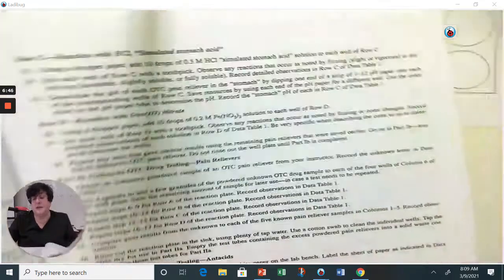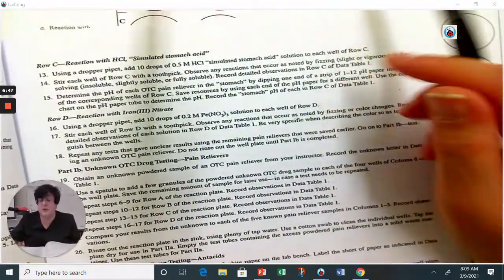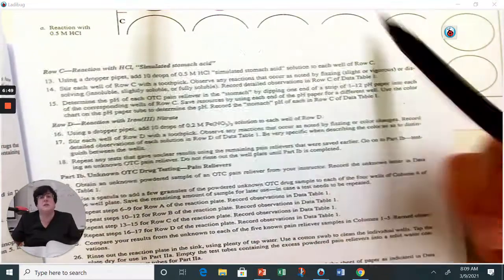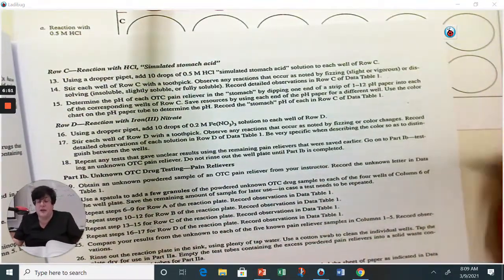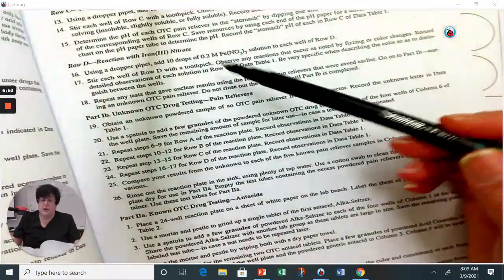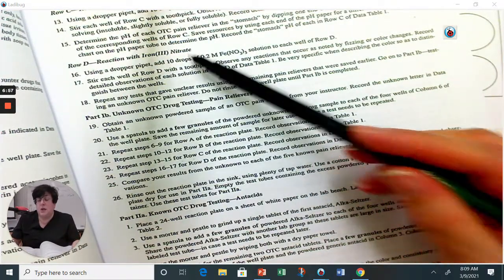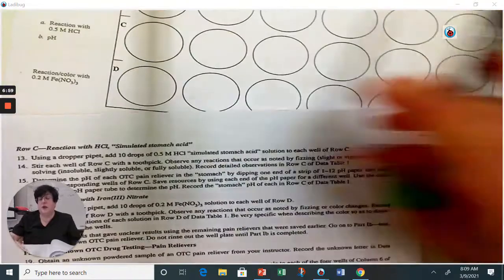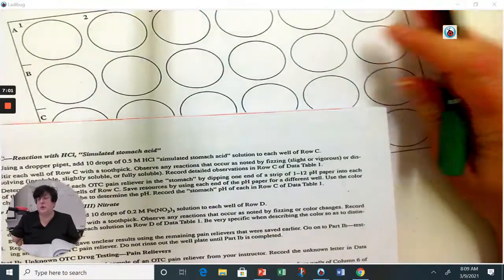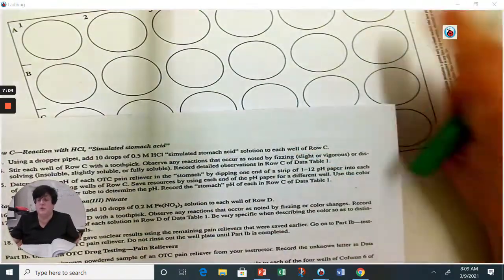So we're going to test how it reacts with acid, because if it bubbles, it means that it can counteract the acid. And then we're going to react it with nitrate, right? Iron 3 nitrate. Once I do these 5, I am going to do all the unknowns, and you choose.